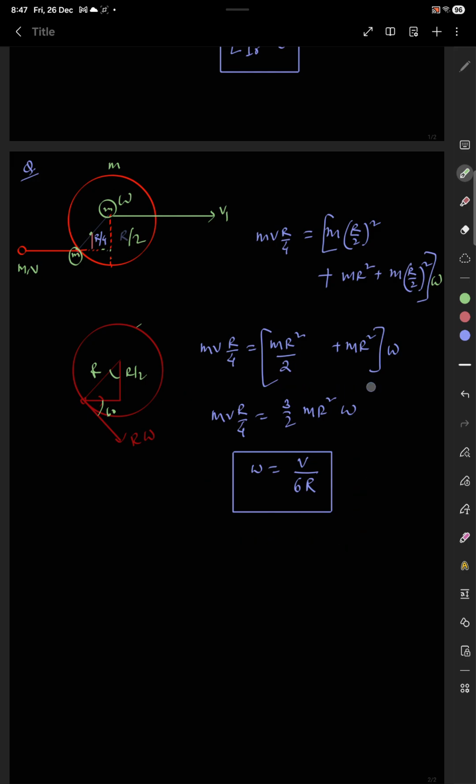Just after calculation. So this is the process. So better you sit at the center of mass and analyze the motion rather than sitting at the center of the ring.